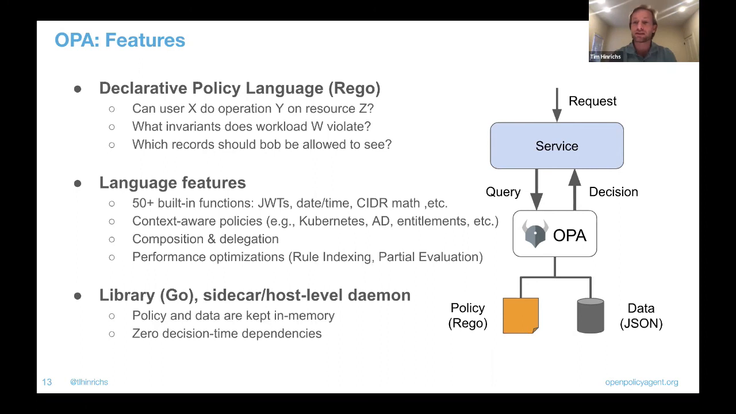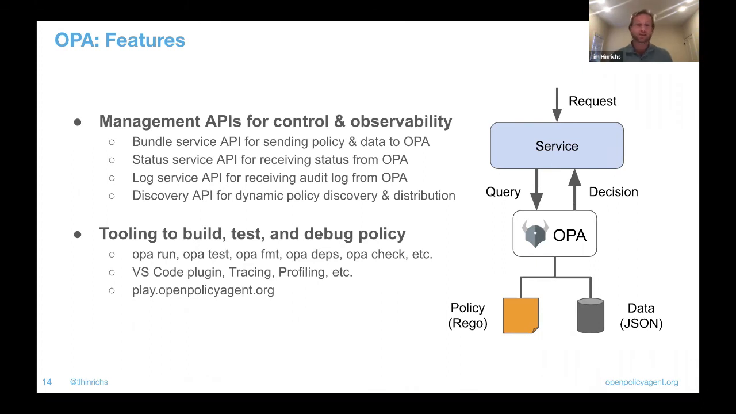One of the important things, though, that we decided early on was that Opa is not intended to be a source of truth for policy or for data. It is a cache. All the policy and data are kept in memory. And one of the nice things, therefore, is that there are zero decision time dependencies. Opa always has whatever policy and data it needs in order to make decisions without having to jump off the server.